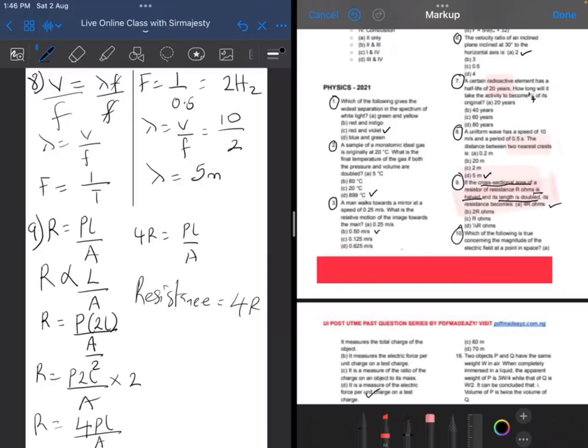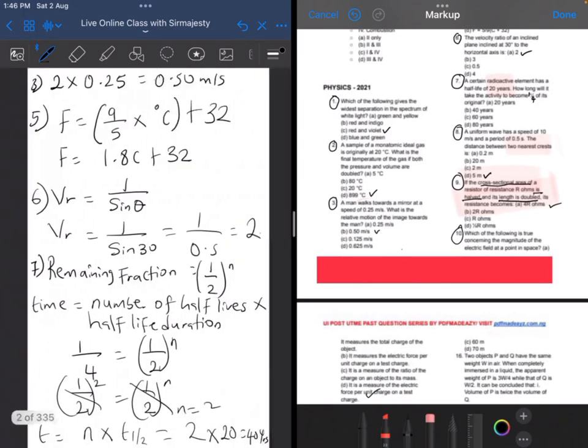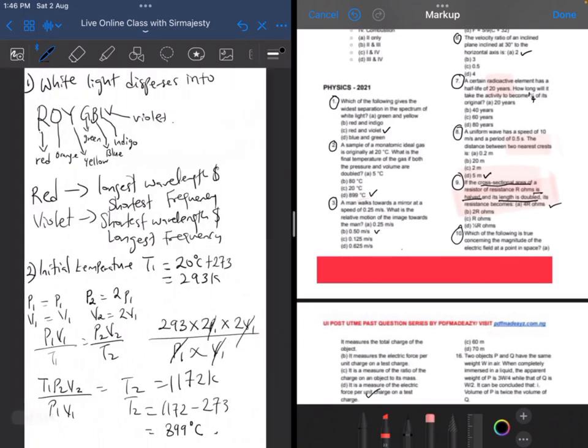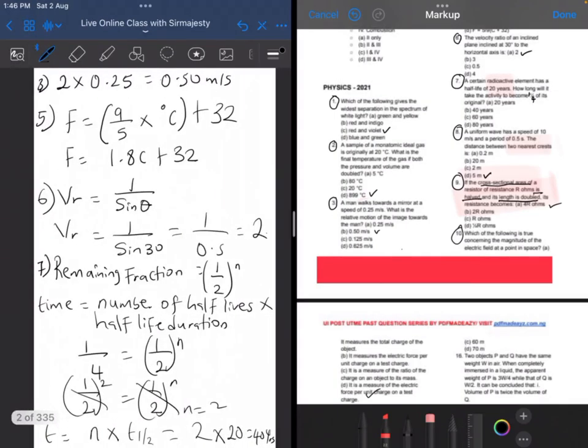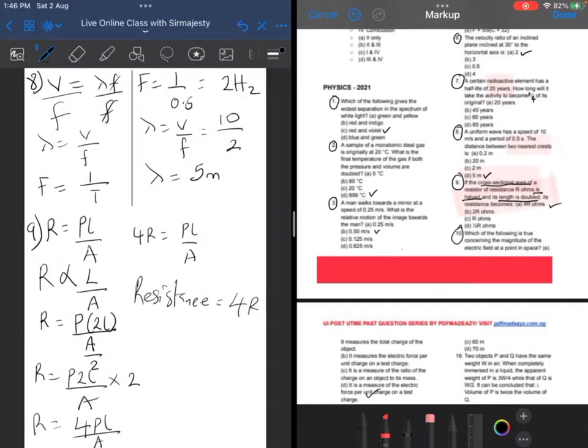Which of the following is true concerning the magnitude, the size of an electric field at a point in space? It is a measure of the electric force per unit charge on a test charge. This is self-explanatory. We've come to the end of today's physics lesson. You see, we started from here, did this, moved on to this, and now we are here. And I think with all this we are done.